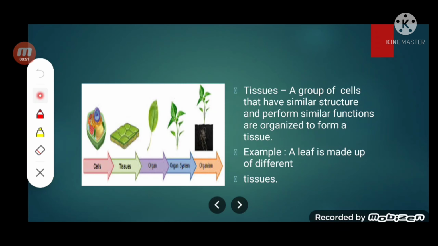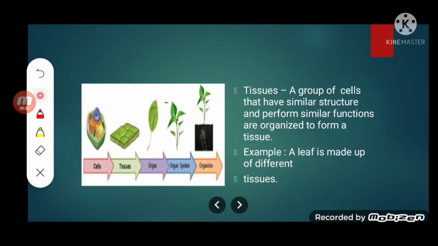So in this topic we are going to focus on tissues. As I have already told, when similar kinds of cells join together, they give rise to tissues. So what are tissues basically? A group of cells that have similar structure and perform similar functions are organized to form a tissue.